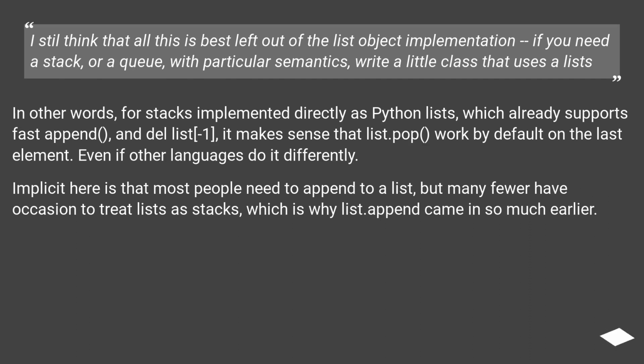In other words, for stacks implemented directly as Python lists, which already supports fast append and del list[-1], it makes sense that list.pop work by default on the last element, even if other languages do it differently. Implicit here is that most people need to append to a list, but many fewer have occasion to treat lists as stacks, which is why list.append came in so much earlier.